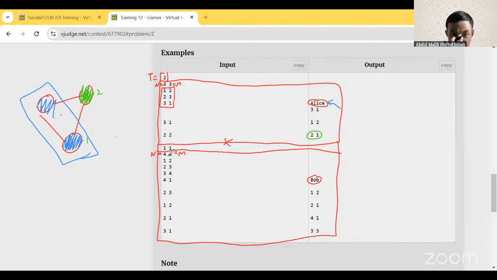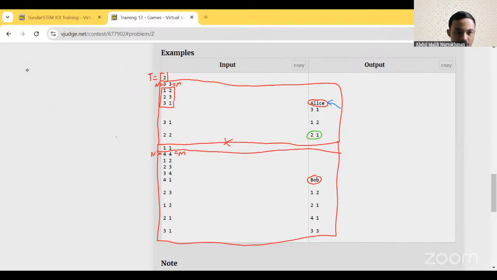After that, let's see in the second sample, the graph given is like this. All right. So for this case, we will play as Bob.